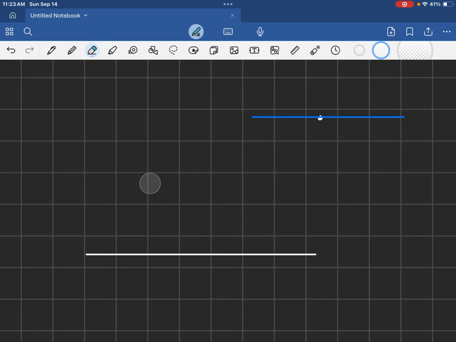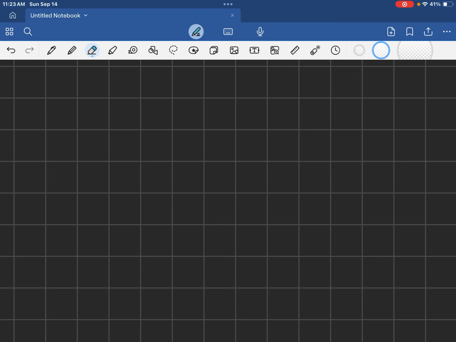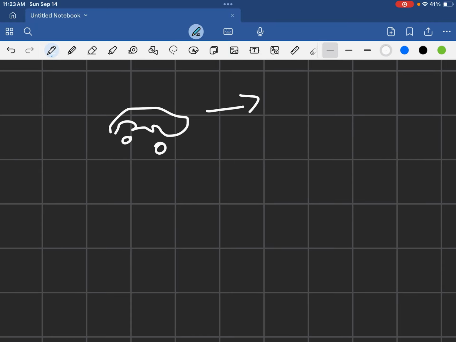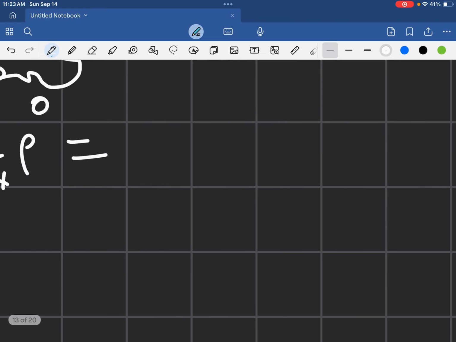And then in real life, your speedometer in your car kind of acts like the derivative of your position. So when you're driving, say you're in a car, so here's a car, it's not that good of a drawing, you're moving this way, your speedometer is essentially getting the derivative of your position. So the derivative of your position is equal to your velocity.